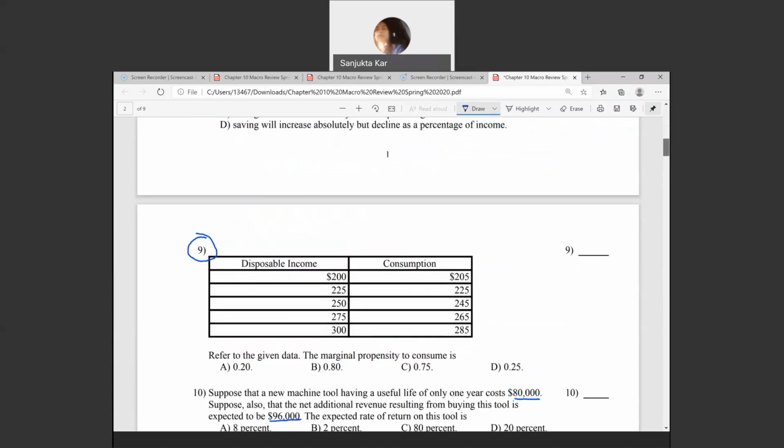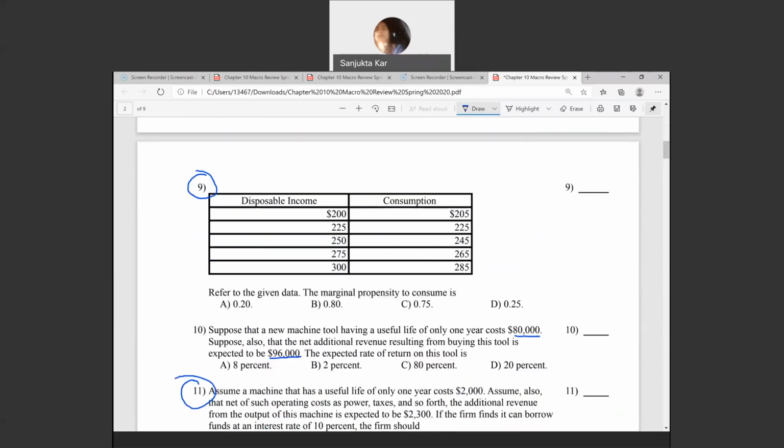All right, question number 9 here, they're asking us to find the marginal propensity to consume. So the marginal propensity to consume will be equal to change in consumption over change in disposable income. You can take any 2 points you want to. For the sake of simplicity, I will just use the first 2 rows.